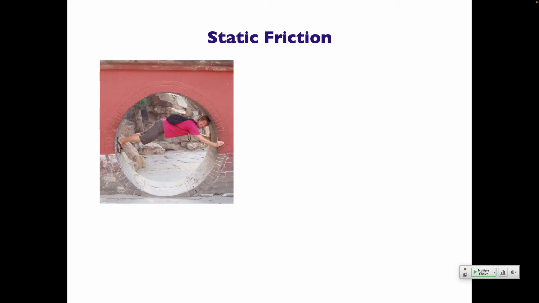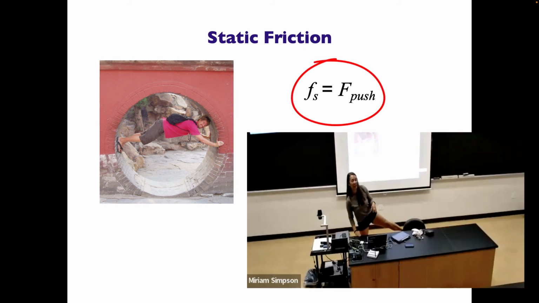So static friction is a little bit trickier. In the case of static friction, it is equal to the force of the push. Now this is by definition, right? What do we know about static friction? What do we know about the motion in static friction? You are not moving. So that means in the direction that you're pushing, the static friction has to exactly cancel out the amount of push that you have, okay?